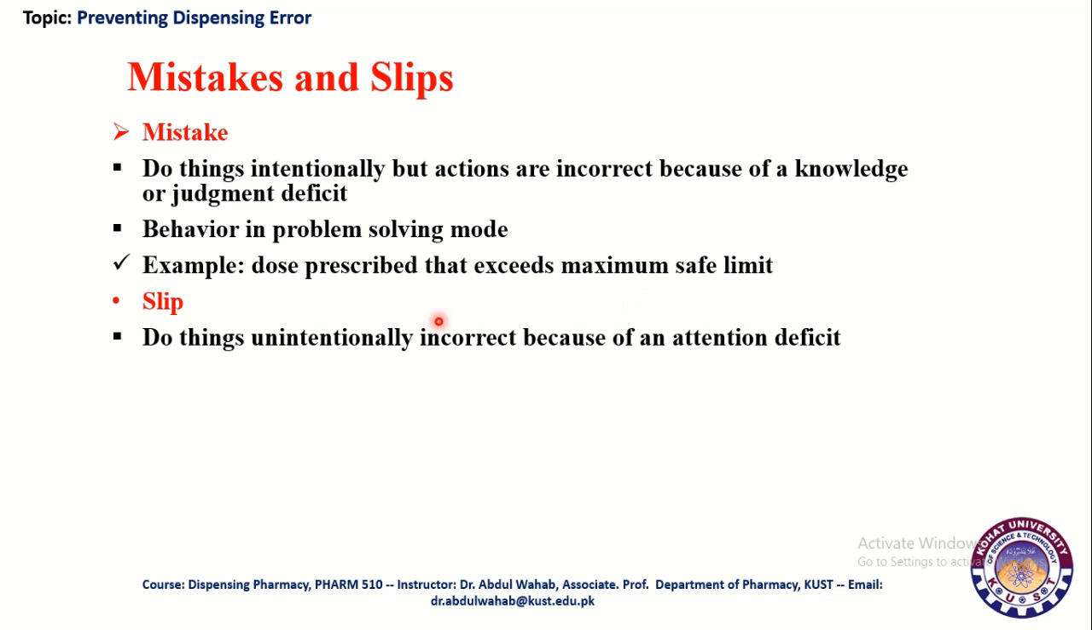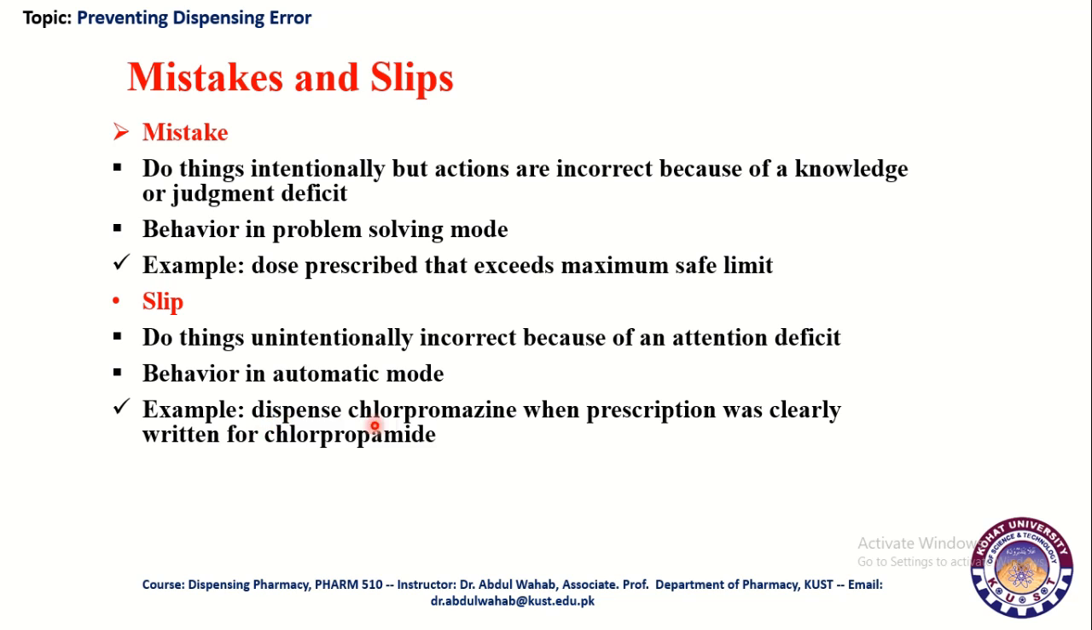Slip: do things unintentionally, incorrect because of an attention deficit. In a mistake, you do things intentionally, but actions are incorrect. But over here, you do things unintentionally, incorrect because of an attention deficit. Behavior in automatic mode. Example: dispensing chlorpromazine when the prescription was clearly written for chlorpropamide. So it is a slip. It is also a prescription error.